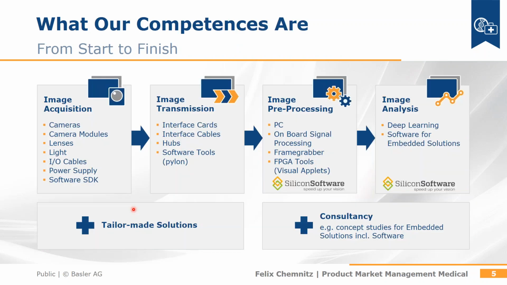This slide should give you an overview of the entire process chain of a vision system. We start at the image acquisition with the camera modules, light, and everything you need. Then it goes to the image transmission, which means the interface cards, cables, hubs, and the software itself. And then you have the image pre-processing, which runs on the PC side, in parts directly on the camera on the FPGA, as well as on the frame grabber when you use a frame grabber based system.